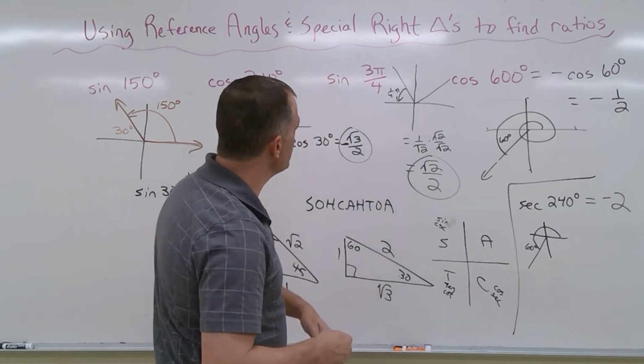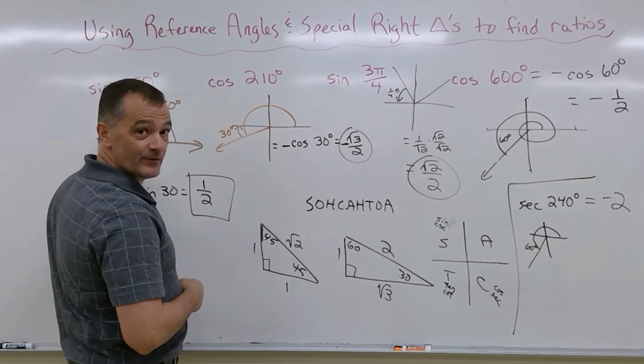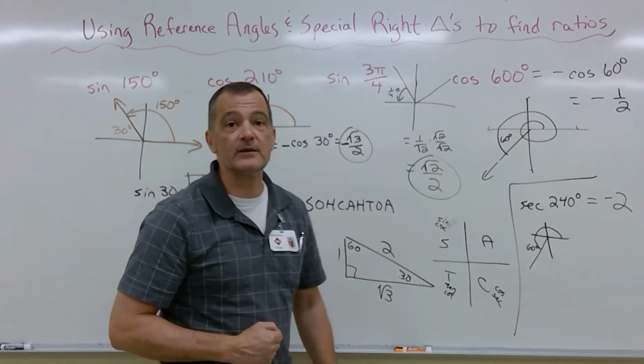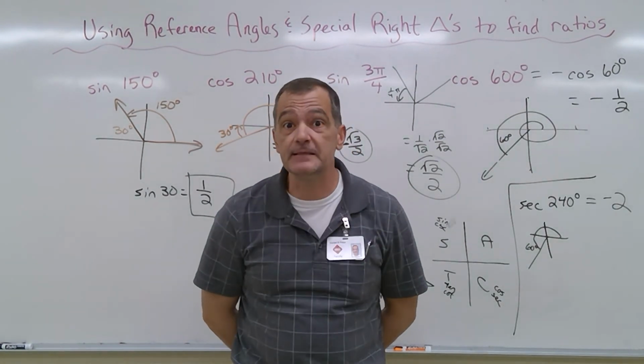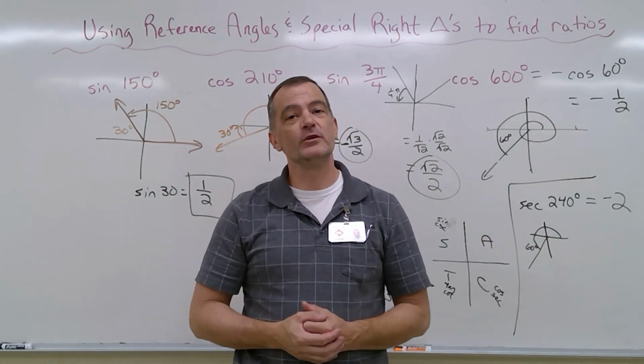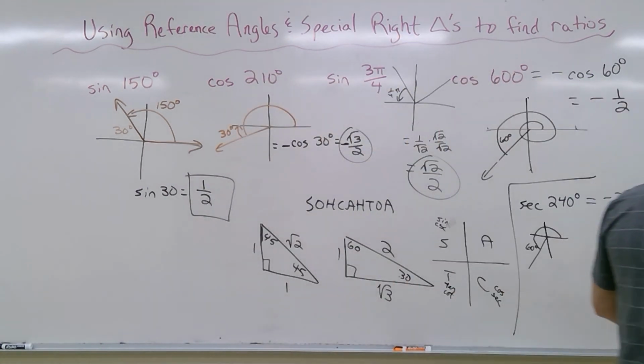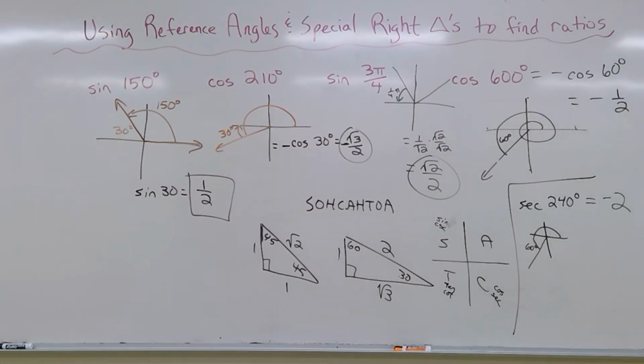So, 3-step process. Find the reference angle. Use a special right triangle to determine what that trigonometric ratio actually is. And is it positive or negative? Until next time, thanks. Using reference angles and special right triangles to find ratios.